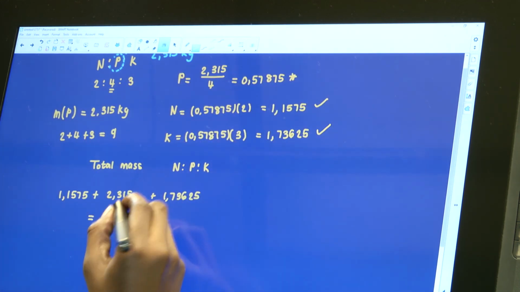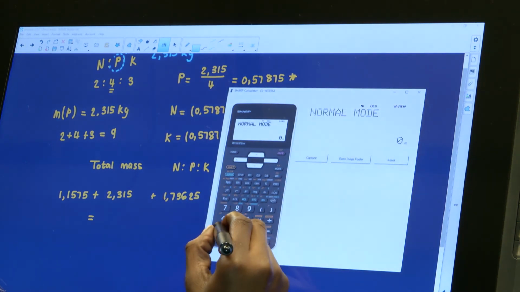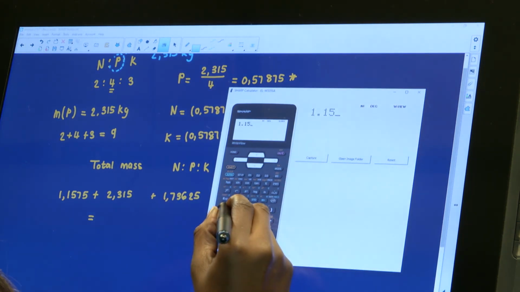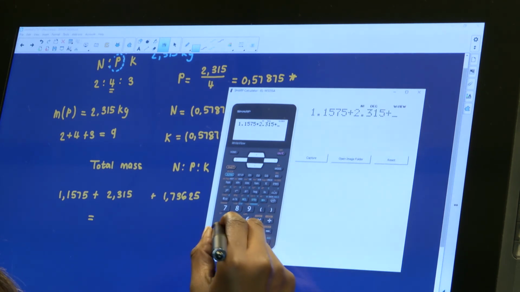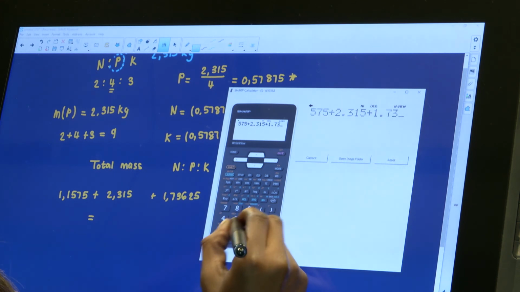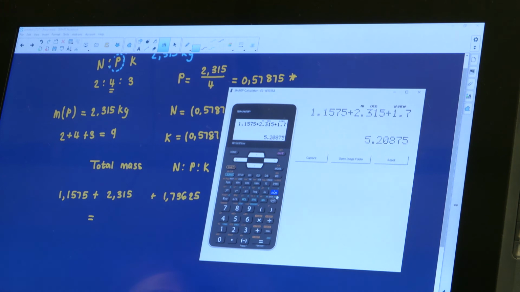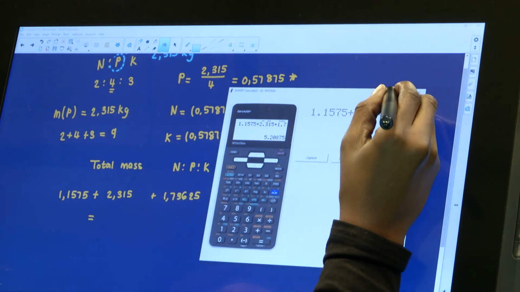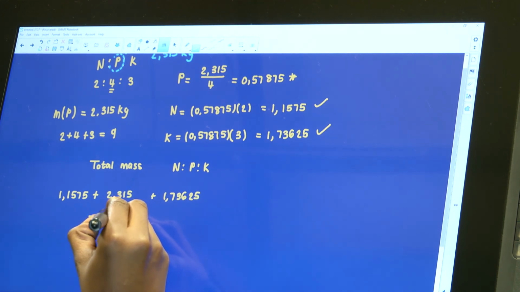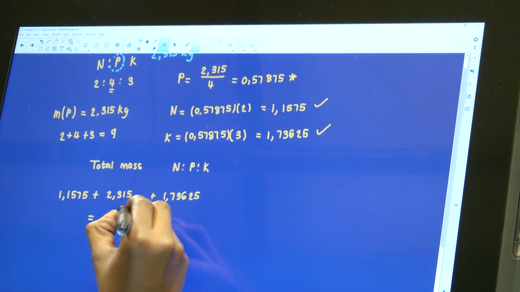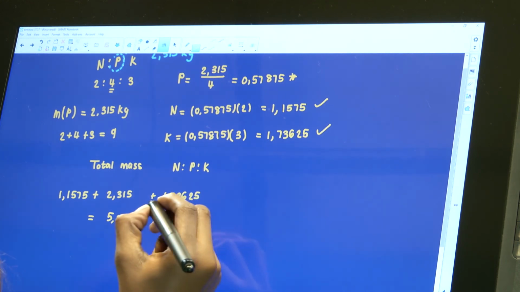So I'm already given this one. Let me just add that properly. So then let's try this again. 1.1575 plus 2.315 plus 1.73625. There we are. Then I get that entire answer. Again, I'm going to write the whole thing so that I only round off my final answer. Therefore, I find this as 5.20875 kilograms, but they're still looking for X.